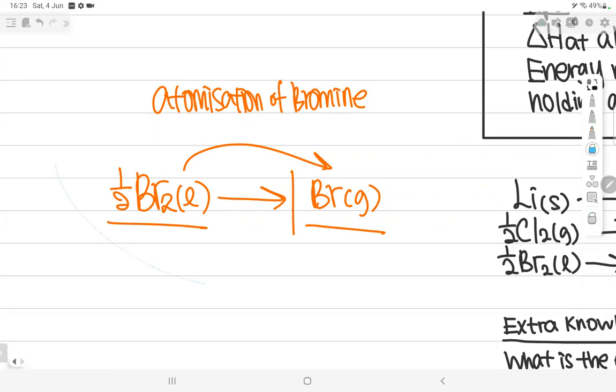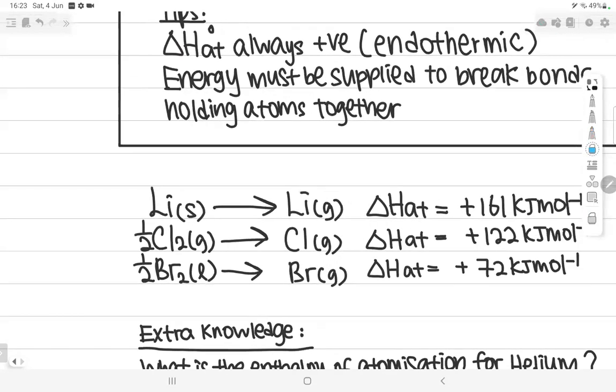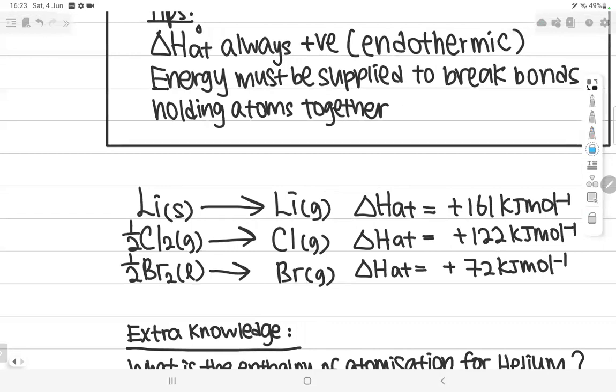So now we are done with the concept for enthalpy of atomization. You see, I used 3 examples. I changed the lithium from solid to gas atom, the chlorine from gas molecule to gas atom, and the bromine from liquid to gas atom. It doesn't matter whether you start with a solid, liquid, or gas. As long as at the end of the day you are getting gas atoms, and they are 1 mole, that is enthalpy of atomization.